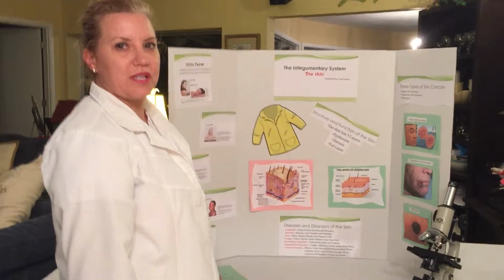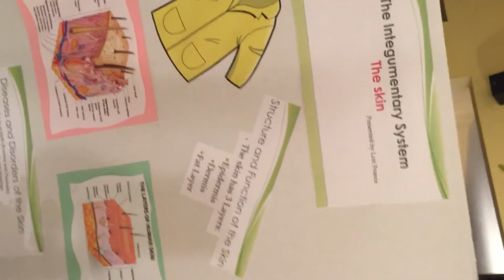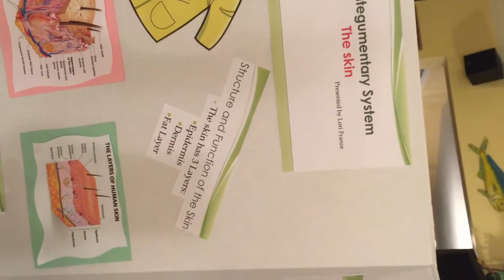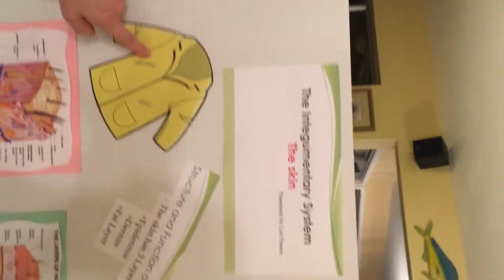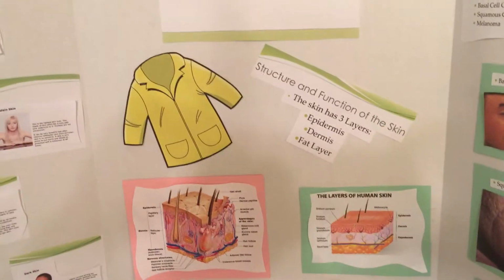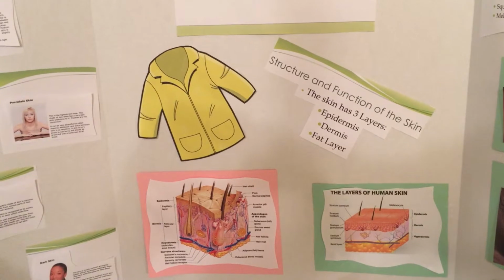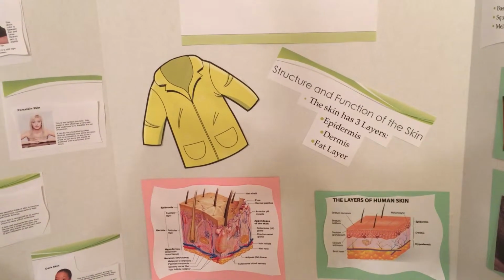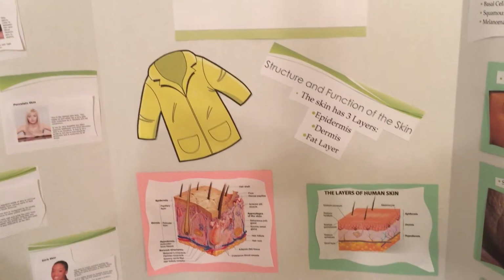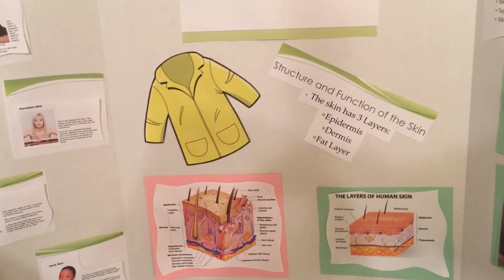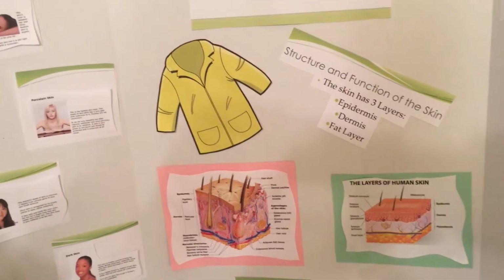The skin has three specific layers. These are the epidermis, the dermis, and the fat layer. And the reason why I've chosen this little raincoat here is to show that a raincoat is just like our skin. It protects our body from the environment. The skin actually is the largest organ of the whole entire body and 16% of the body weight.